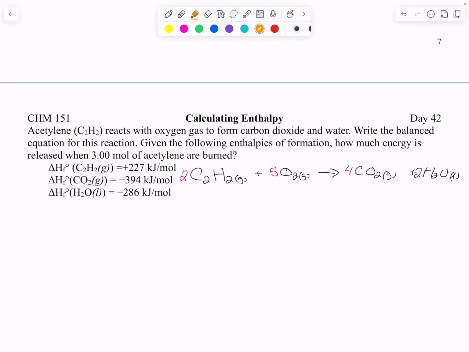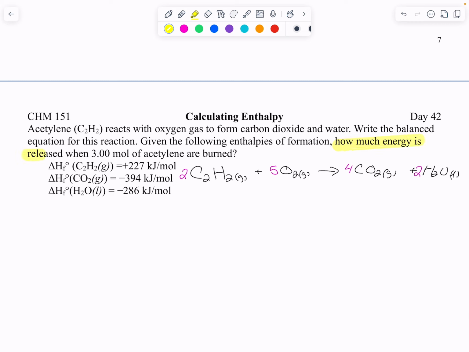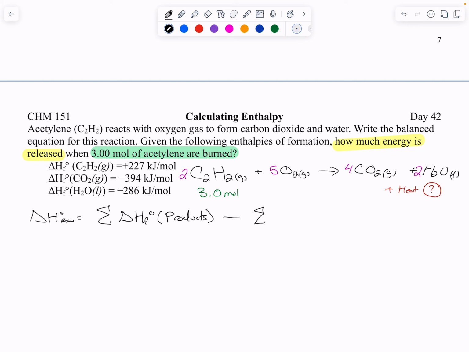Now, the question in the problem, so we are at the balanced equation. Given the following enthalpies of formation, how much energy is released when 3 moles of acetylene are burned? So we're starting with 3.0 moles. And I want to know how much heat. Because plus heat is over here. Not how many grams, but how much heat. All right, so when we have this, the standard enthalpy of the reaction is equal to the sum of the enthalpies of formation of products minus the sum of the standard enthalpy of formation of the reactants.